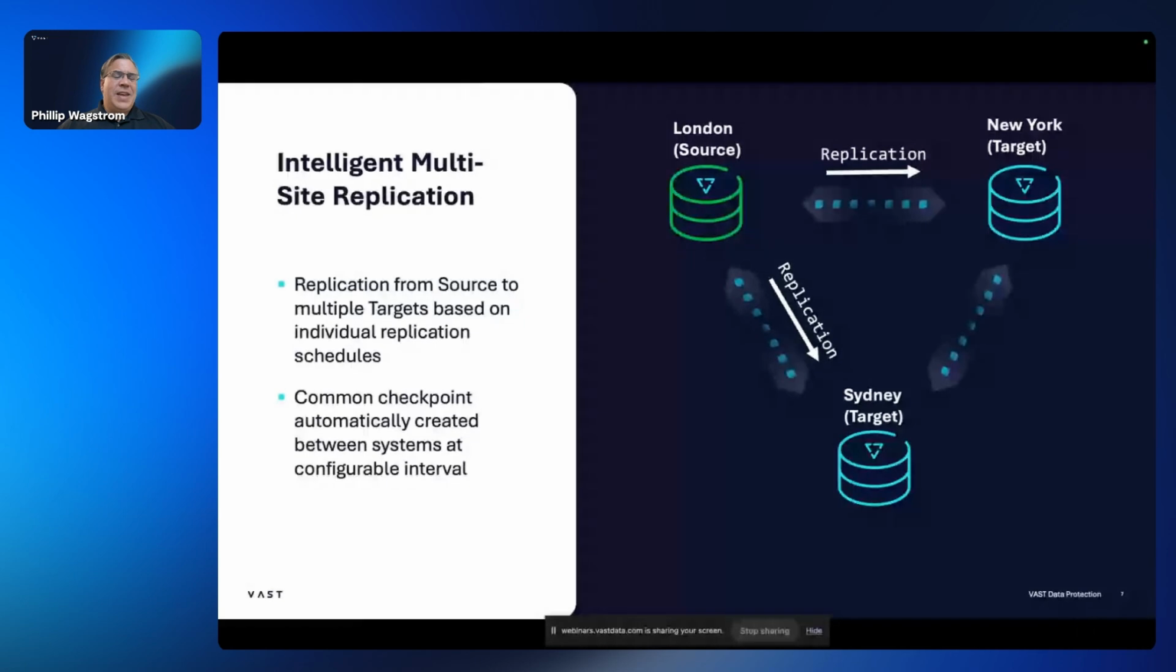So we basically will have a common source of reference between the three different sites, a common snapshot that we can go through and utilize. And that common checkpoint can be set at whatever schedule that you want for that. So completely configurable. So in this case here, we're replicating both. We're replicating from London over to New York and from London over to Sydney. And this is normal operation. We've got some replications that are going on.